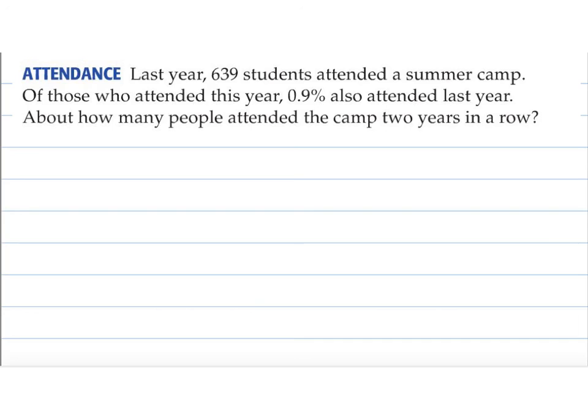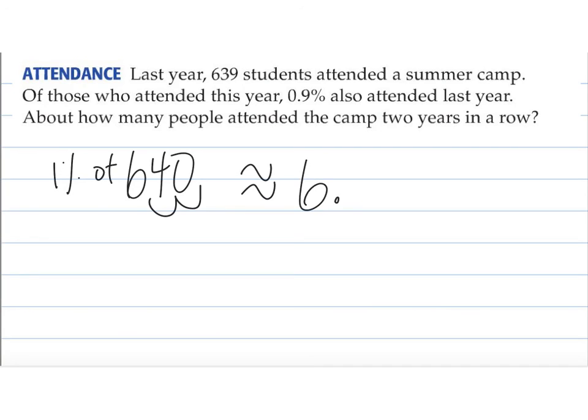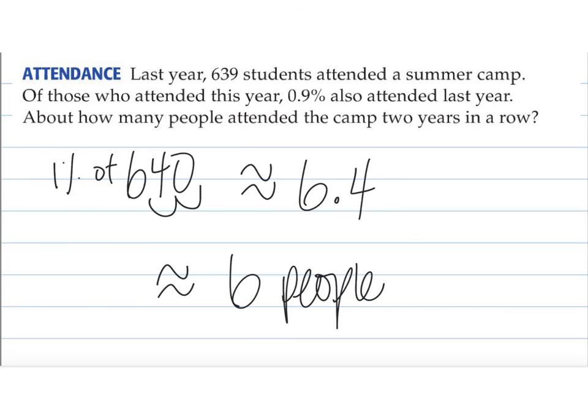So we're going to take 639. I'm going to estimate that to be 640. And I'm going to estimate the 0.9% to be 1%. So we're trying to find 1% of 640. Again, anytime you're trying to find 1%, move the decimal 2 spots to the left. So that would be about 6.4. So I would round that to about 6 people. You can't cut somebody into 4/10. Since it's asking about an estimate, we would just round it to the whole number, 6 people.